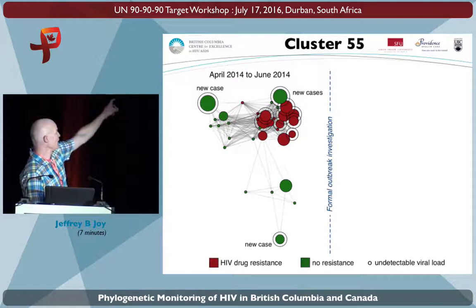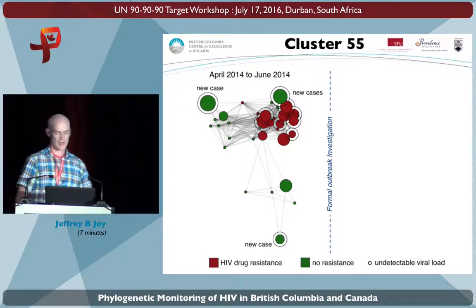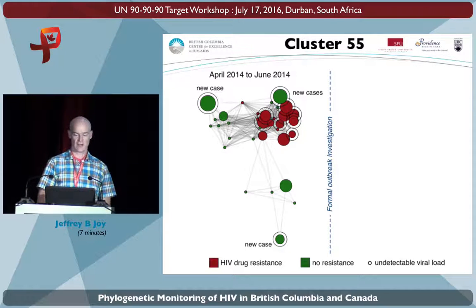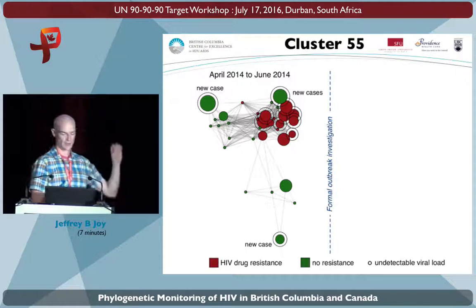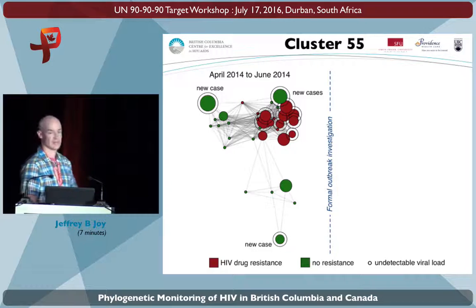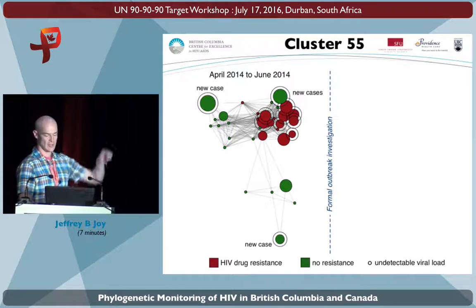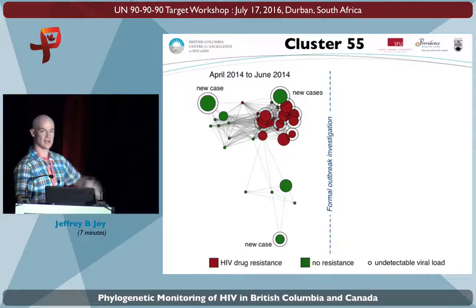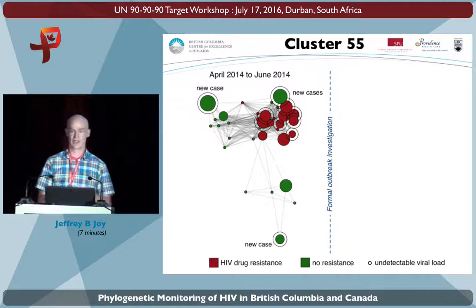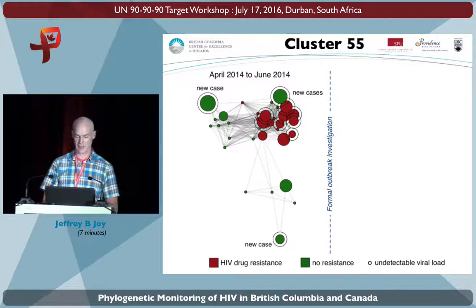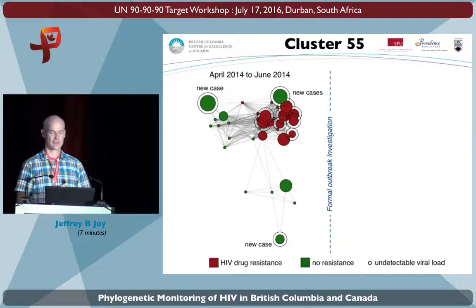So on the panel on the left, we have what we saw between April 2014 and June 2014, and you can see a lot of large circles representing people that have high viral loads. A lot of them have circles around the outside indicating that there are a lot of new cases, and very worryingly, there's a lot of transmitted drug resistance that seems to be showing up there. So the decision was made to do a formal outbreak investigation.